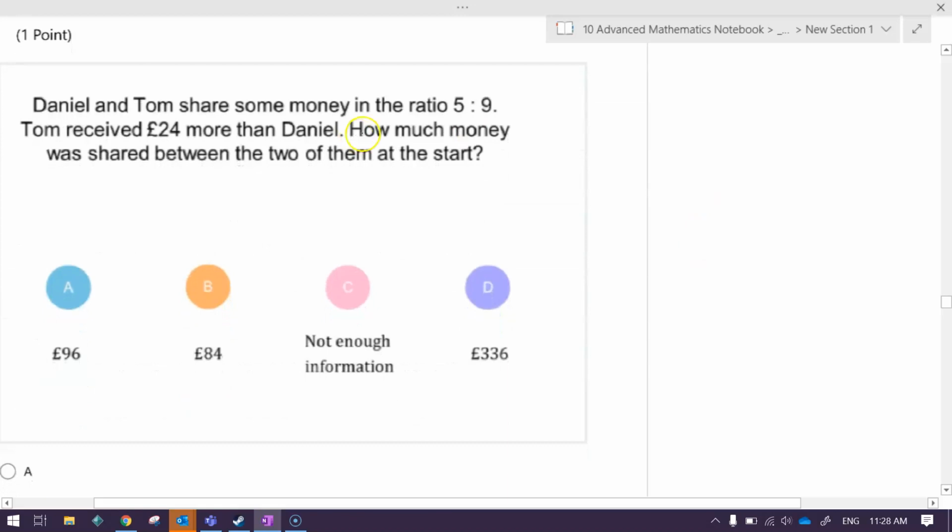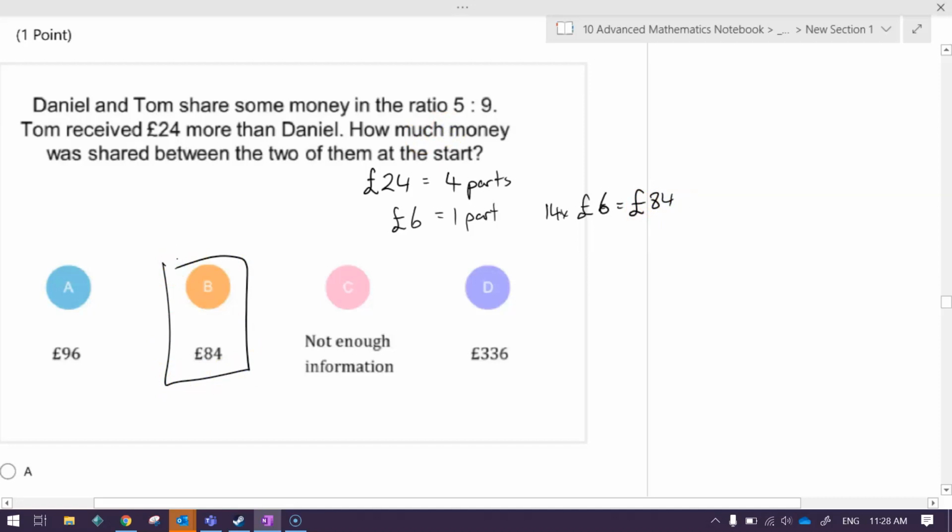Daniel and Tom share some money in the ratio 5:9. Tom received £24 more than Daniel. How much money was shared between them at the start? Well, £24 must represent the number of, you can see there's a difference there of 4. £24 must represent 4 parts of my ratio. If I divide by 4, I'm going to get £6 equals 1 part. How much money was shared between them at the start? Well, that's the total number of parts. 9 and 5 make 14. 14 by 6 is going to give me £84.